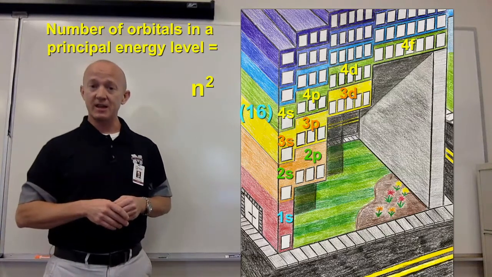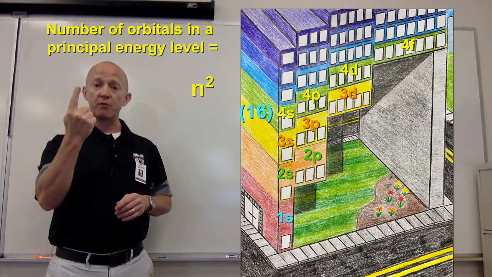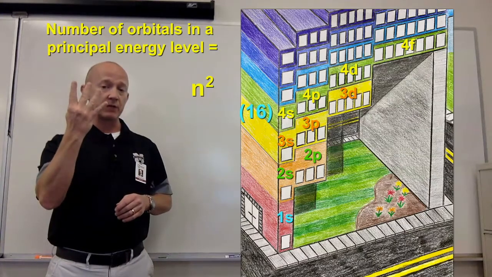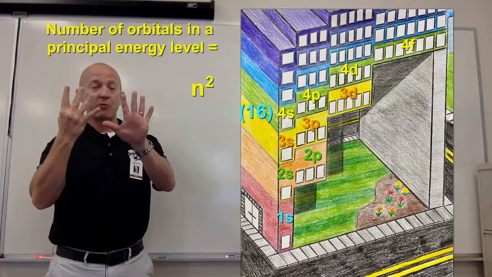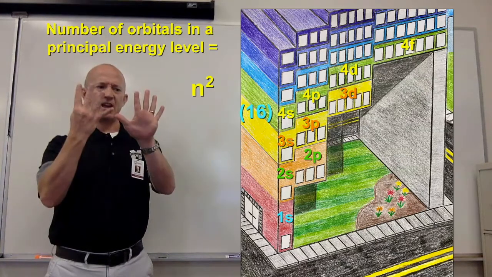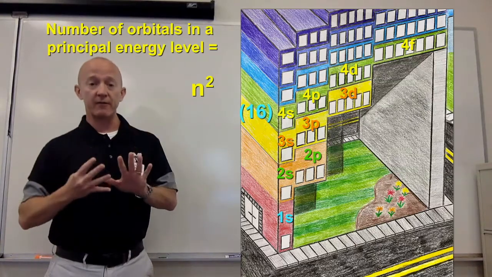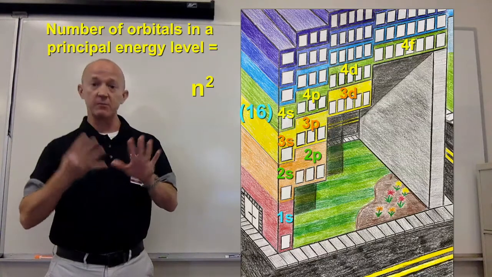Right, 16. We have the single orbital in the 4s sublevel, we have the 3 orbitals in the 4p sublevel, we have the 5 orbitals in the 4d sublevel, and I've run out of fingers. But we have another 7 orbitals in the 4f sublevel. So 9 and 7 make 16.